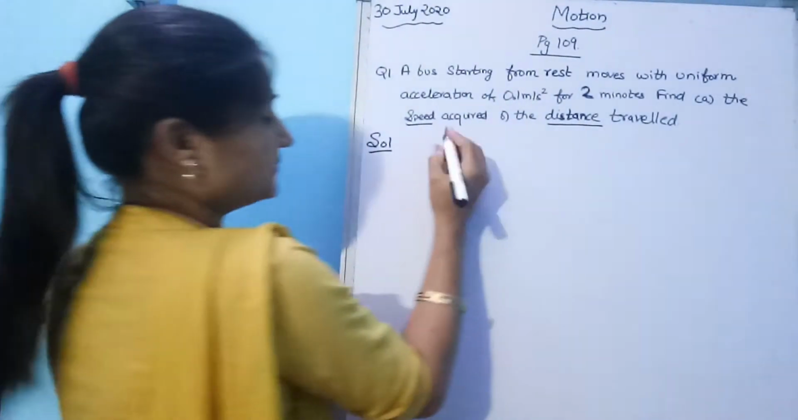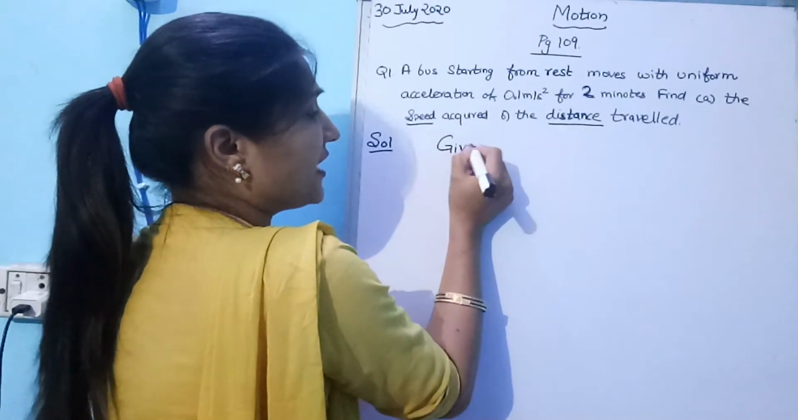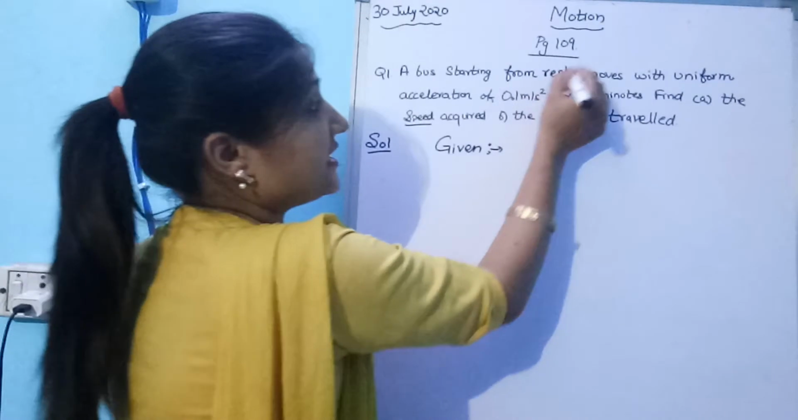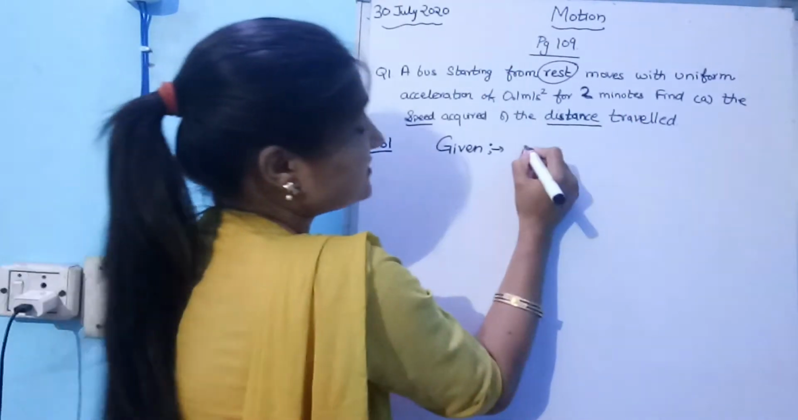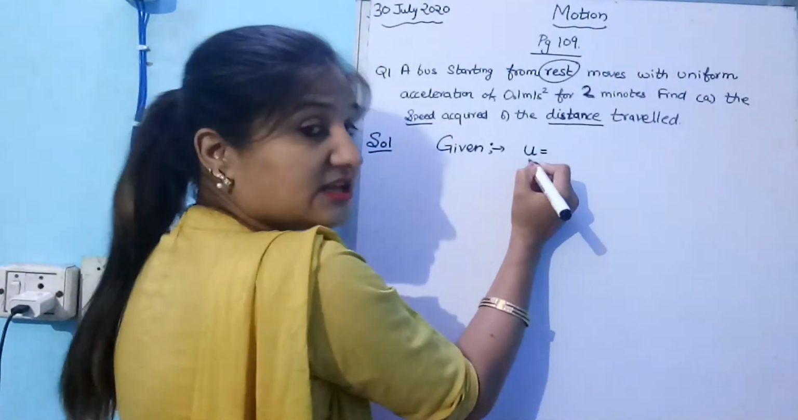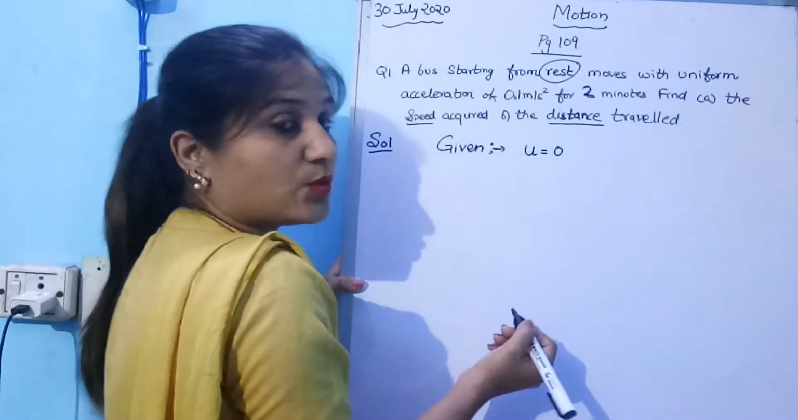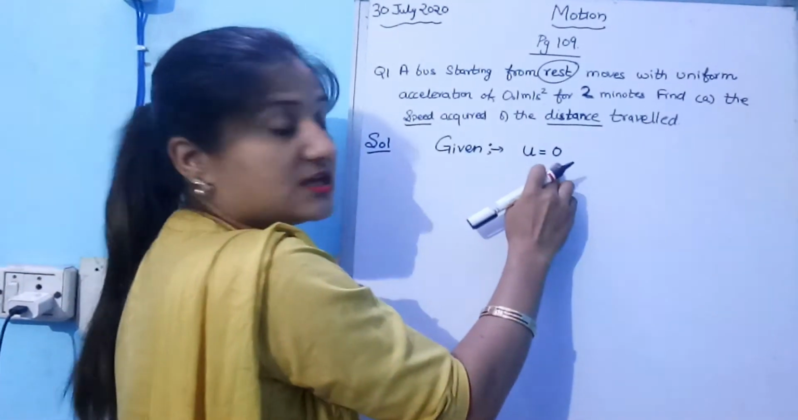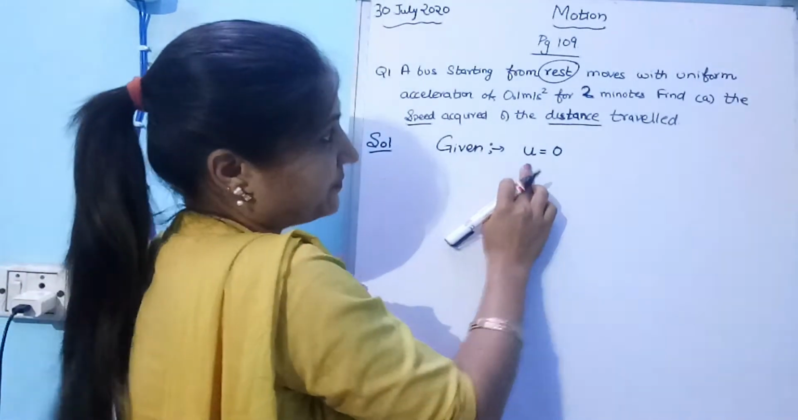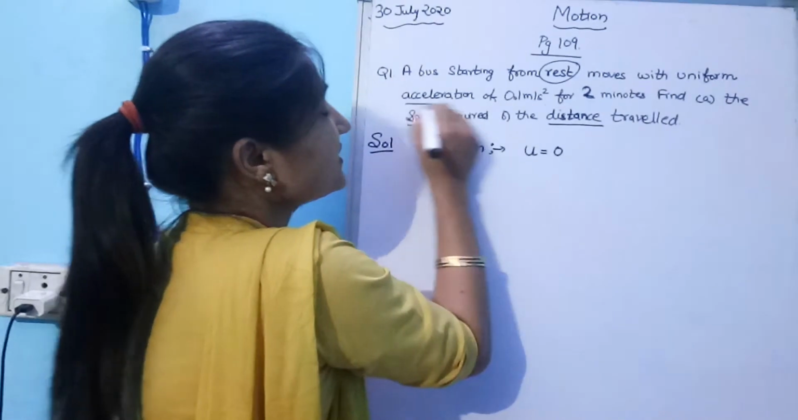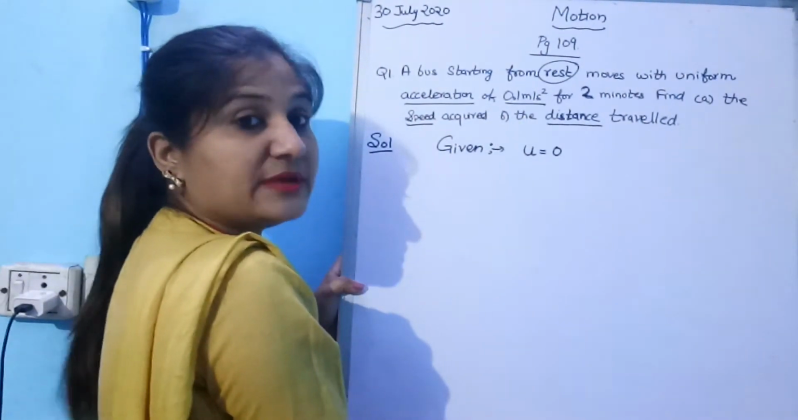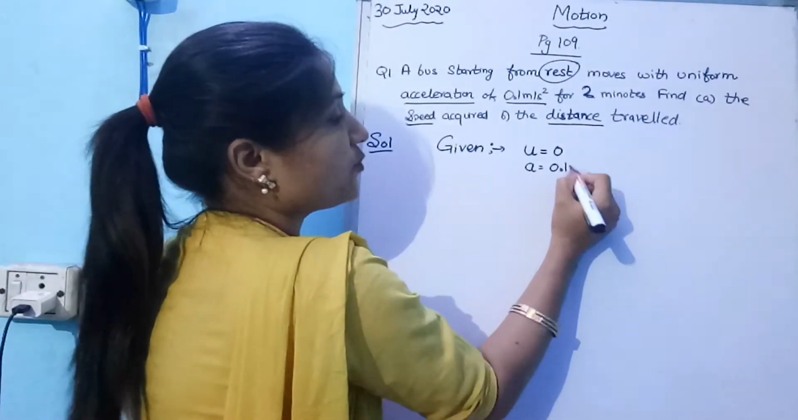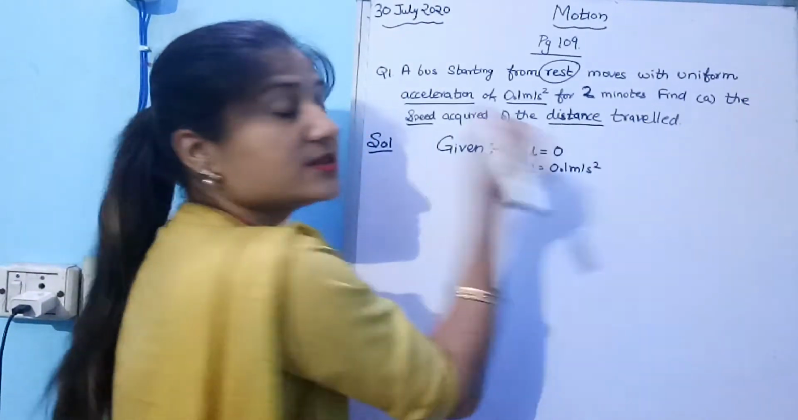So let's start. First of all, you have to find what is given to you. A bus starting from rest. Rest means u, that is initial velocity, is 0. Anything which starts from rest, that means u is 0. U is initial velocity. Moves with a uniform acceleration of 0.1 meter per second square. That means acceleration is given as 0.1 meter per second square.